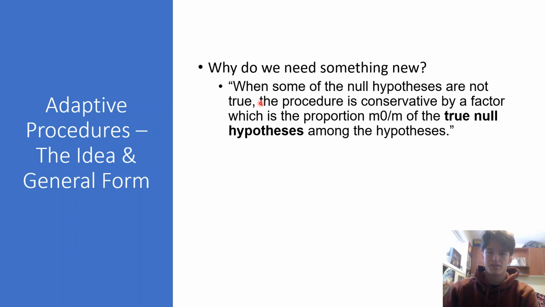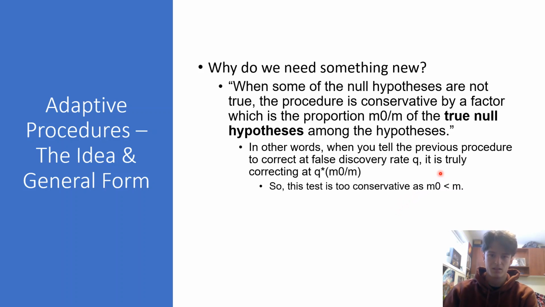When some of the null hypotheses are not true, in other words, when you have some significant effects, the procedure I just went over is conservative by a factor which is the proportion m0/m of true null hypotheses among the hypotheses. So it's conservative by the true null hypotheses divided by the total number of hypotheses. If you have a lot of significance, then you're going to have a relatively small fraction of true null hypotheses amongst your total hypotheses, and this test is going to be way too conservative. I hope that makes sense.